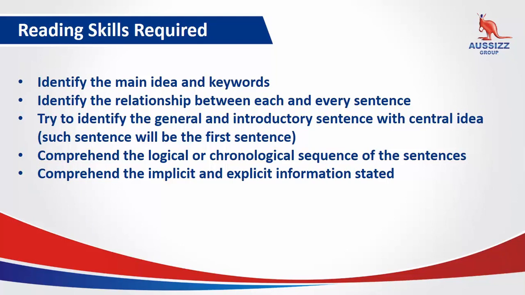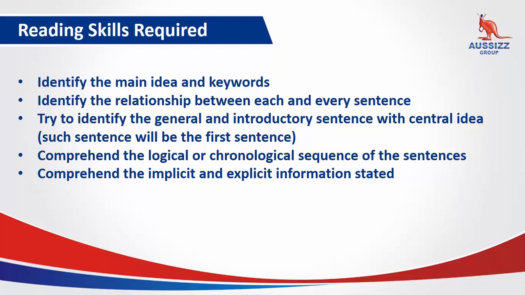The reading skills that are required for these kinds of problems are identifying the main idea and keywords. You need to identify what the key phrases are, what the logic is, and what the topic is. From there, you can identify the relationship between each and every sentence and put them together in a logical manner. You can try to identify the general and introductory sentence with the central idea. This is because that kind of sentence would be your topic sentence, and that would generally go first.